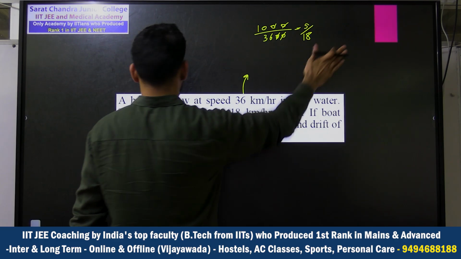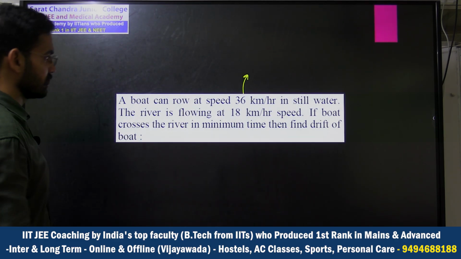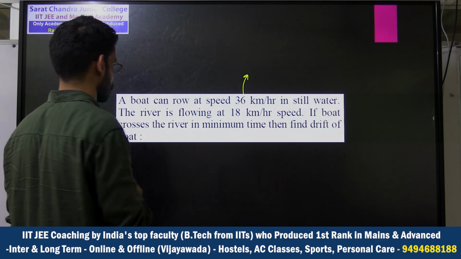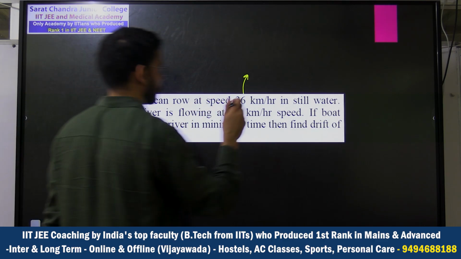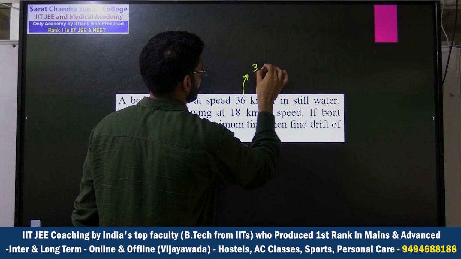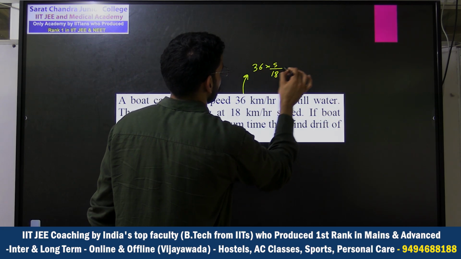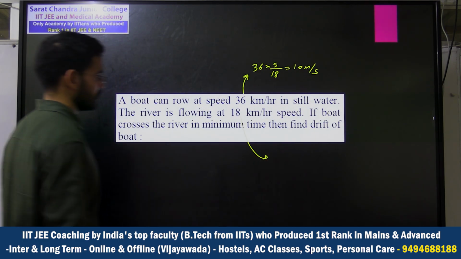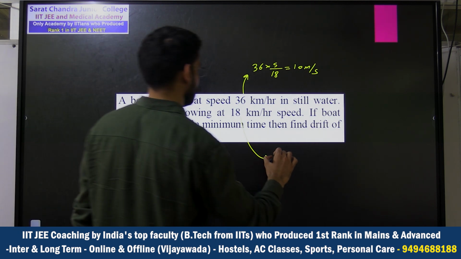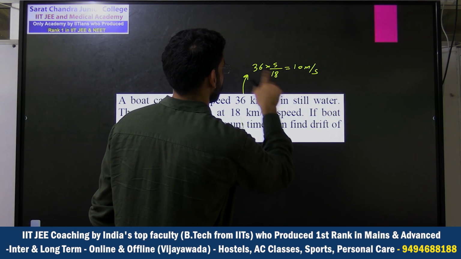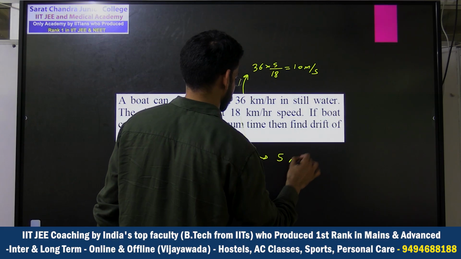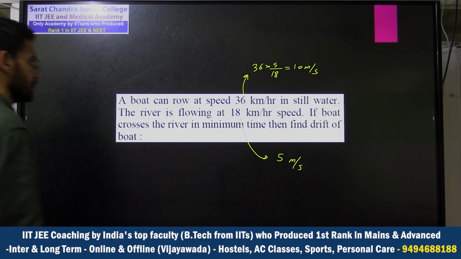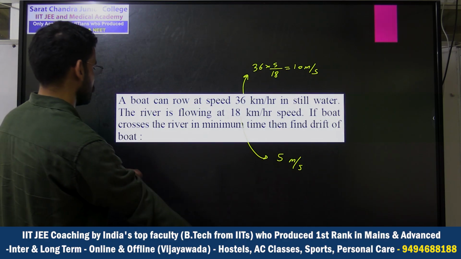So for meter per second, because he is asking to find the drift of the boat, maybe the answer is in meters only, if this is single, correct, like you can say integer type. So 36 km per hour will be 36 into 5 by 18, so this will be 10 meter per second. Okay, and if the river is flowing at half, so that will be 5 meter per second.